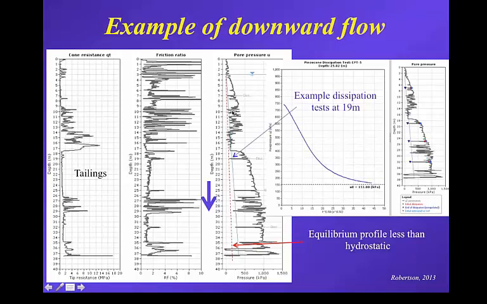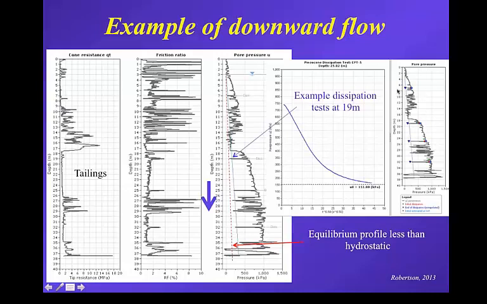And you can see from the pore pressure profile, large excess pore pressure in the fine-grained tailings, and then essentially equilibrium, or close to equilibrium, in the coarse-grained sections, and then back into high excess pore pressure in the fine-grained tailings. And so a number of dissipation tests were done. We're just showing the one at 19 meters here. So here you can see the dissipation. It happens to be plotted as a function of square root time, and I'll explain that a little bit later.